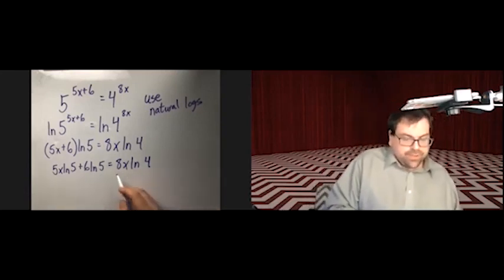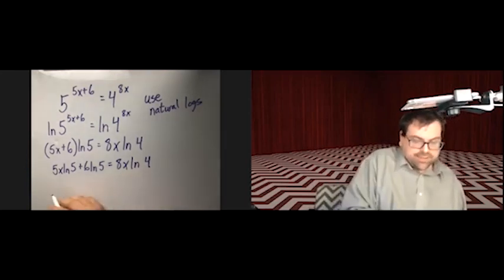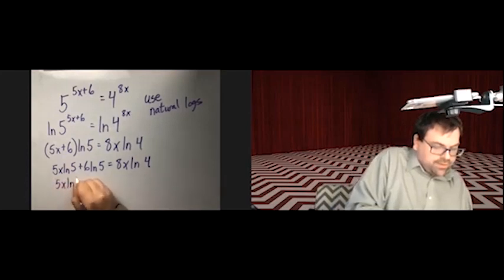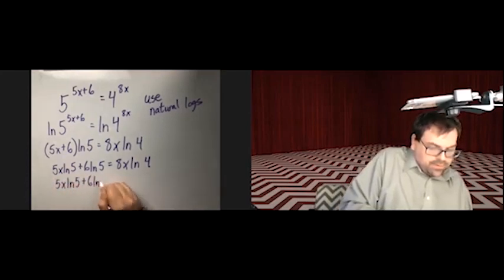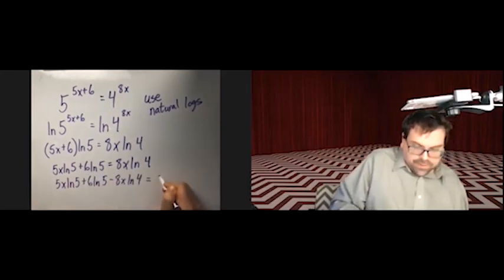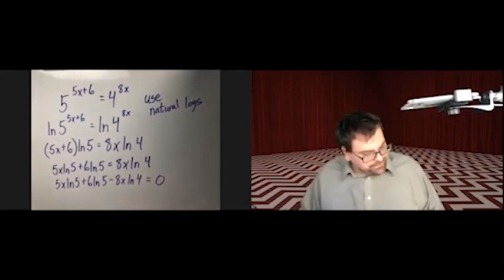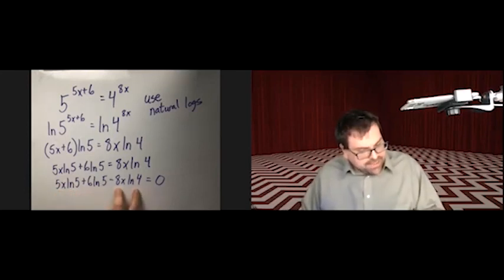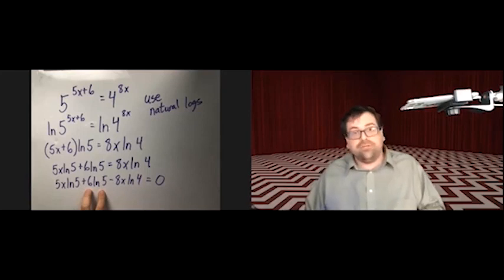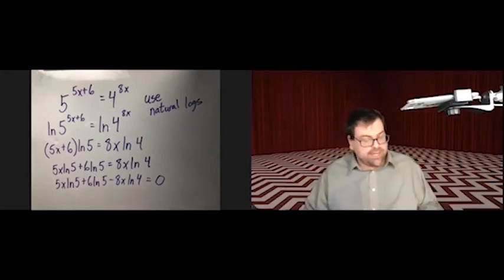I'm going to subtract 8x natural log of 4 from both sides. That got everything on the left. I'm going to keep the 5x natural log of 5. I'm going to keep the minus 8x natural log of 4. But I'm going to subtract the 6 natural log of 5. And you'll see why we're getting all the x's on one side in just a second.